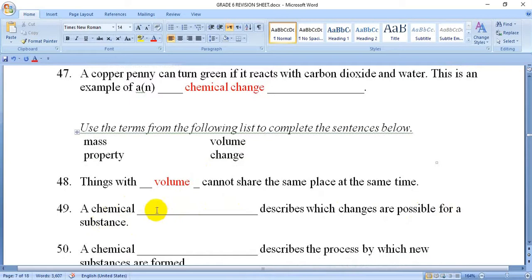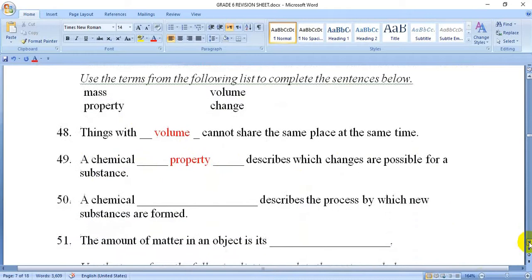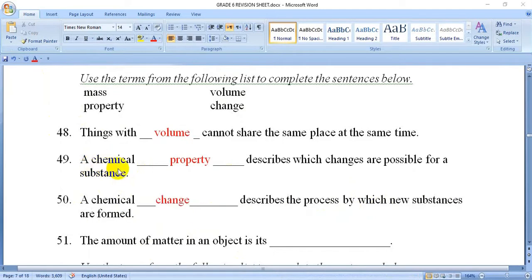So we will write here: chemical property. A chemical property describes the ability of a substance to form new substances. The process itself is called chemical change. So the ability of a substance to change is a chemical property, and the process itself of changing a substance is a chemical change.